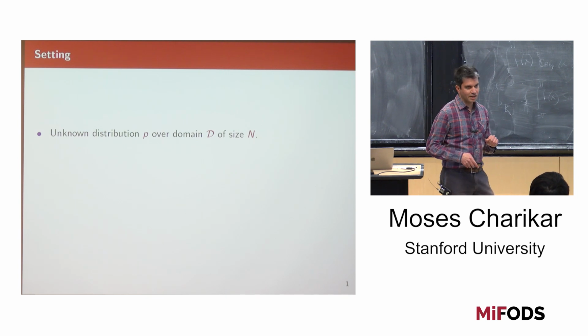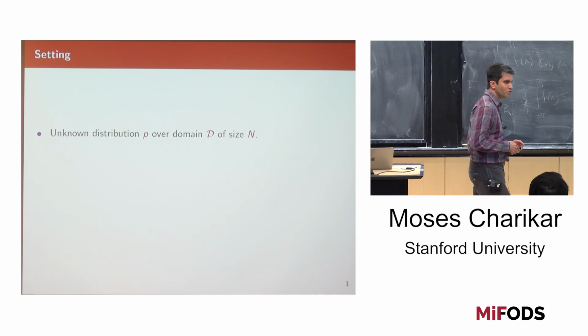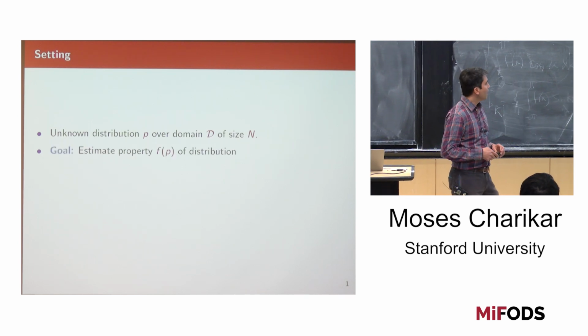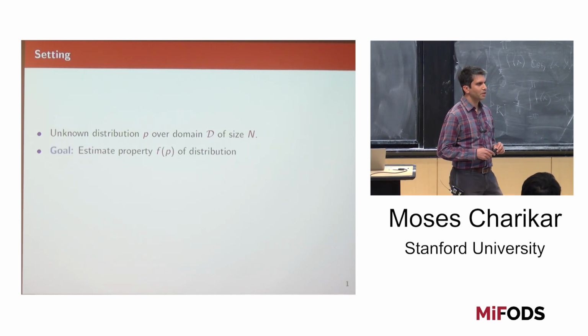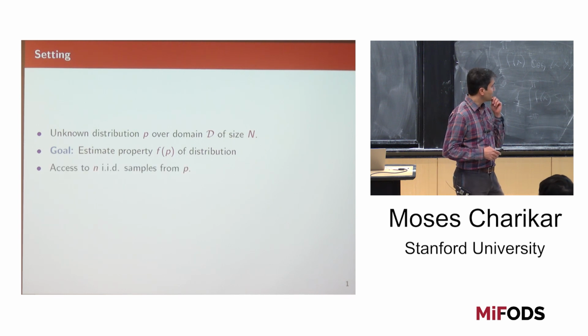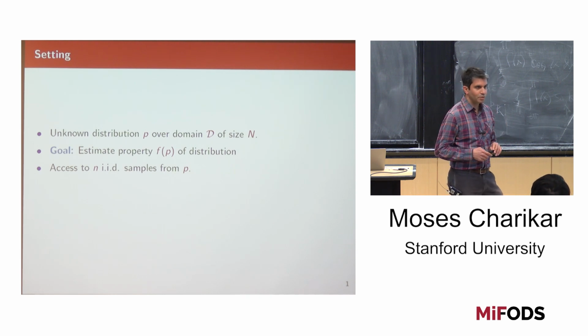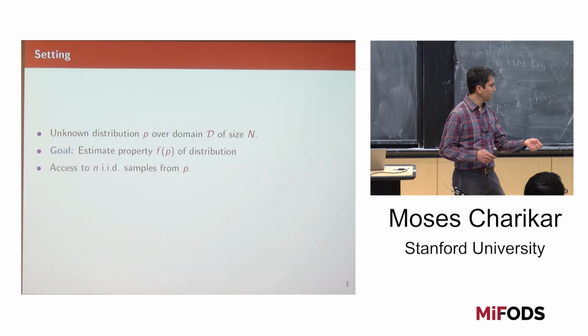Let's consider the following setting. You have some unknown distribution P over a domain of size n, and we'd like to estimate some property of this distribution. What is this property? We'll say that in a second, but what access do we have to this distribution? Let's say the access is via samples. We can draw IID samples from this distribution. We have access to n of them.